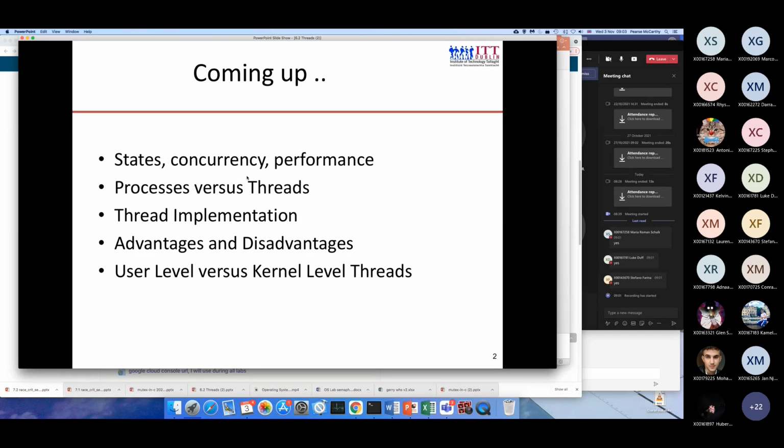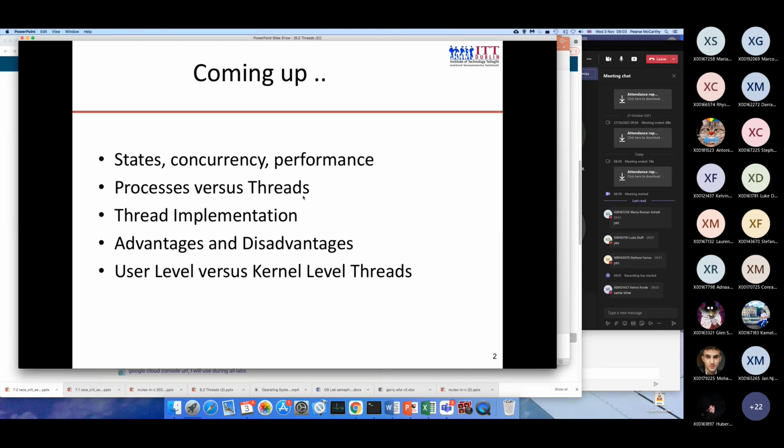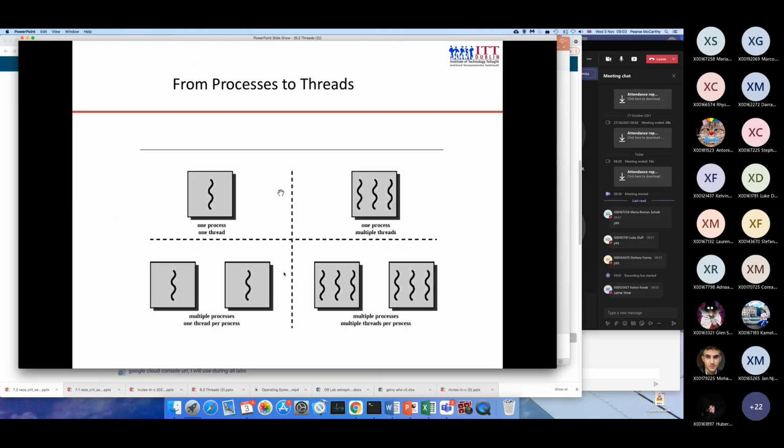We're looking it up. It means doing things at the same time, in parallel. Yeah, well done, Kelvin. I'm going to talk about performance, obviously, that's what all this is about. A lot of comparison between processes and threads. How would you actually implement a thread? Two different types: user level threads and kernel level threads, and their advantages and disadvantages. That's what we're going to be talking about.